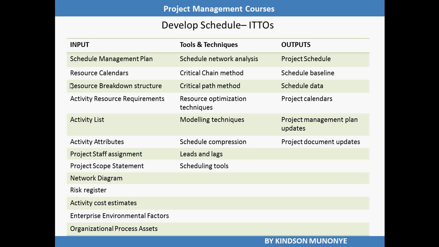Resource calendars, resource breakdown structures. Remember, the resource breakdown structure is an output of the estimate activity resources process. Activity resource requirements, activity lists, activity attributes. Also remember, define activities generates activity lists, activity attributes, and milestone list. Project staff assignment, project scope statement, an output of define scope in the project scope management knowledge area.